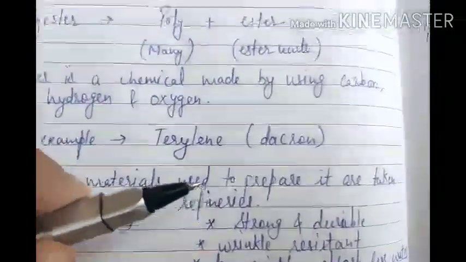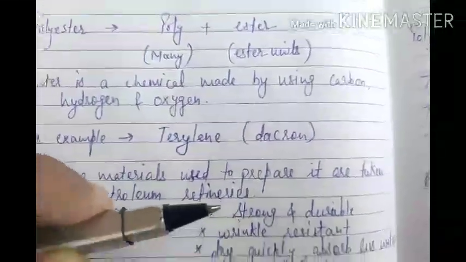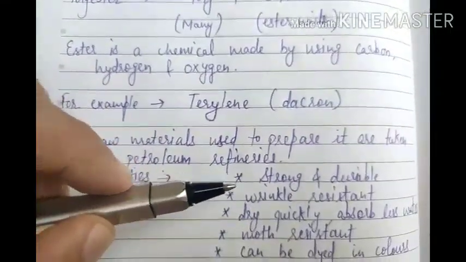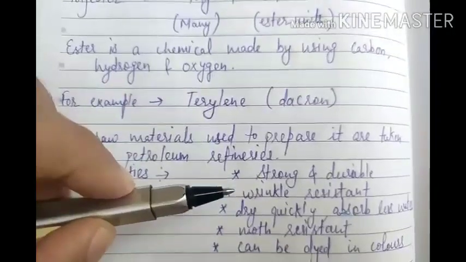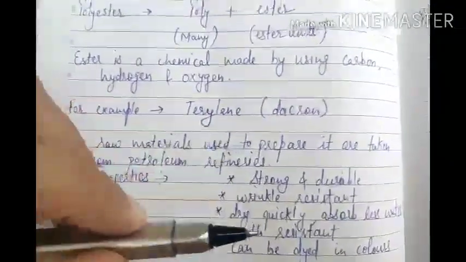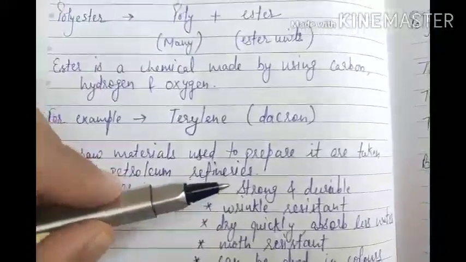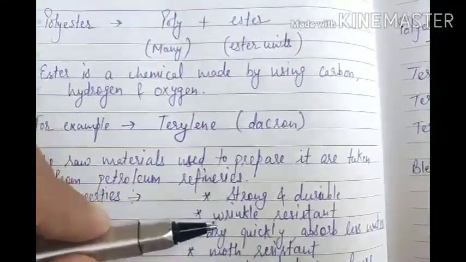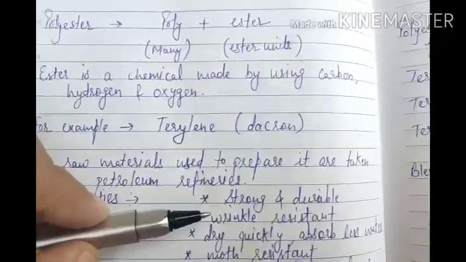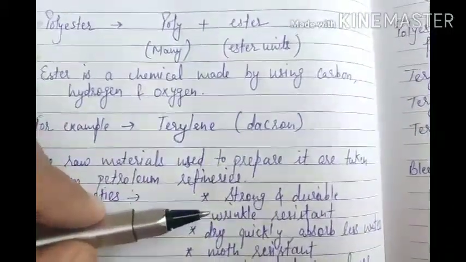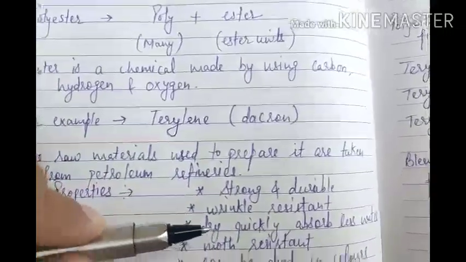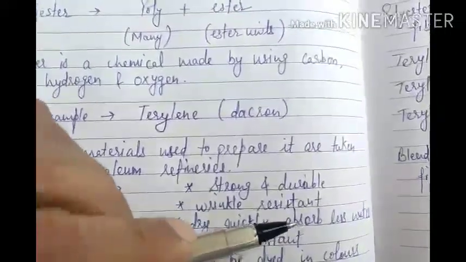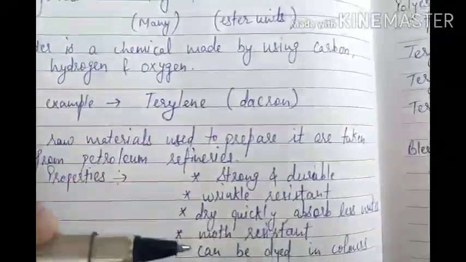Properties. Its properties are nearly similar to nylon's properties. If you have revised the properties of nylon carefully, then these properties are also similar. It is strong and durable. As I told you, durable means it lasts long. Wrinkle resistant, meaning there are no wrinkles when it is washed or used. Then it dries quickly. If clothes are made from it, they dry very quickly and absorb very little water, same as nylon.